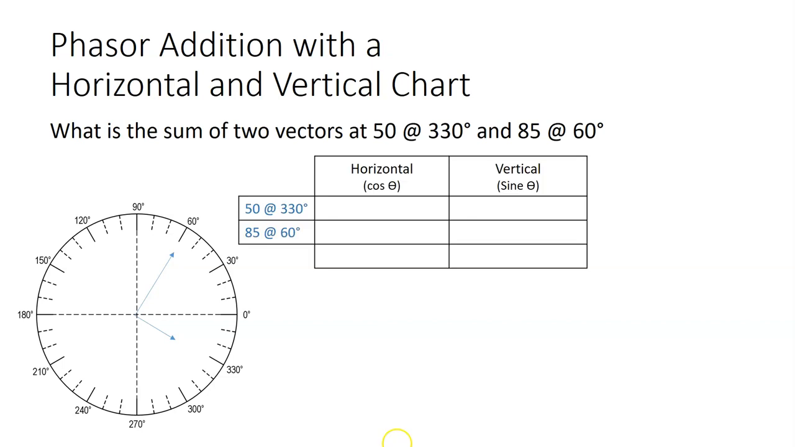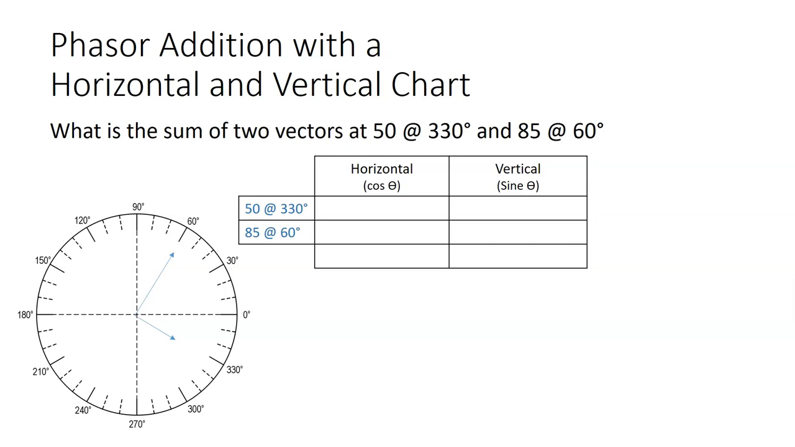So we build the chart. The side adjacent to the angle is the horizontal, so we will use the cosine trigonometric function. And the side opposite the angle is the vertical, so we'll use the sine trigonometric function. We'll have to transpose those.